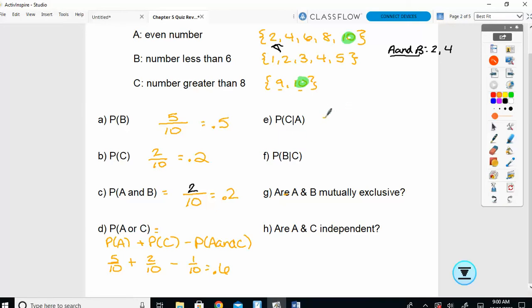All right, E. When we get into conditional probabilities, your condition is the denominator. My condition is being in set A. How many numbers are in set A? 5. The numerator is kind of like an and. How many numbers are in both C and A? Just 1. Only the 10 shows up in both of those sets. So we get 1/5 or 0.2.